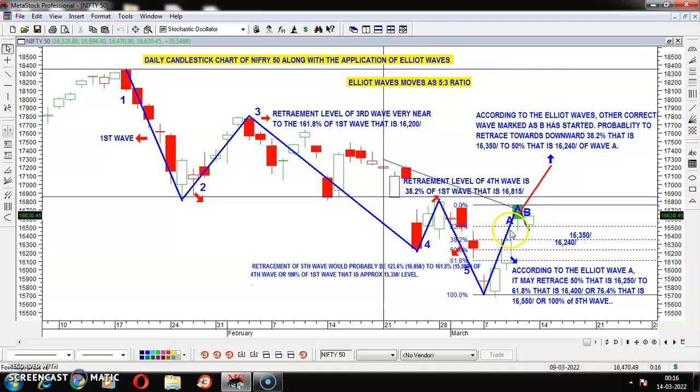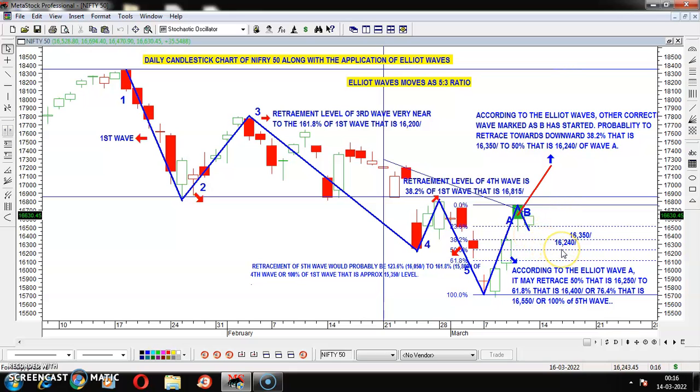It means we can expect some short-term correction towards the downside, but not in the long run. But right after that, we can expect the bounce back. At the end of the B corrective wave, we can expect the bounce back. Correct. This is as far as the Elliott waves are concerned.